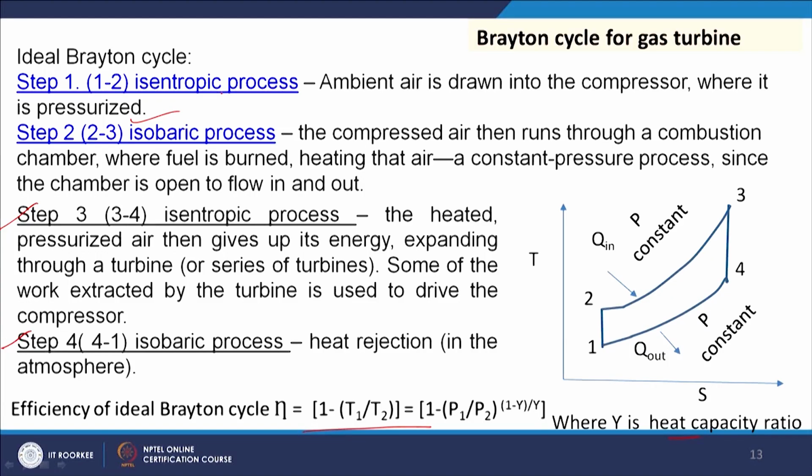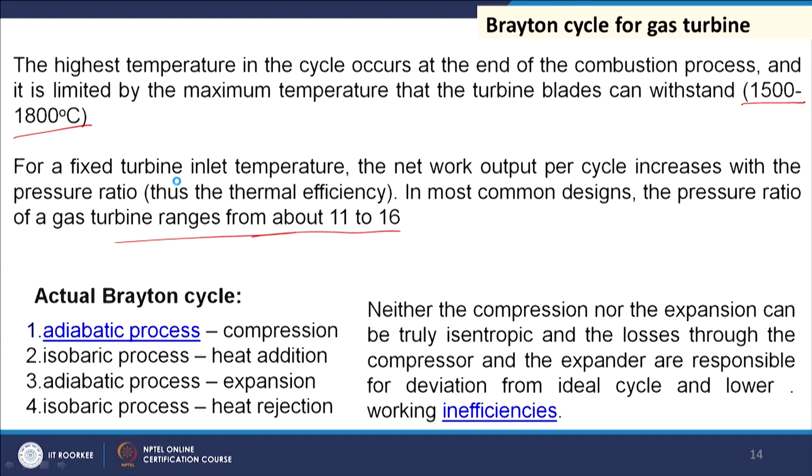But in the actual case, the ideal Brayton isentropic process is not applicable. We get an adiabatic process, that is compression, then isobaric process, heat addition, and adiabatic process, expansion in the turbine, and then isobaric process, heat rejection. So, these are the different steps of the thermodynamic cycles of steam and gas turbines.